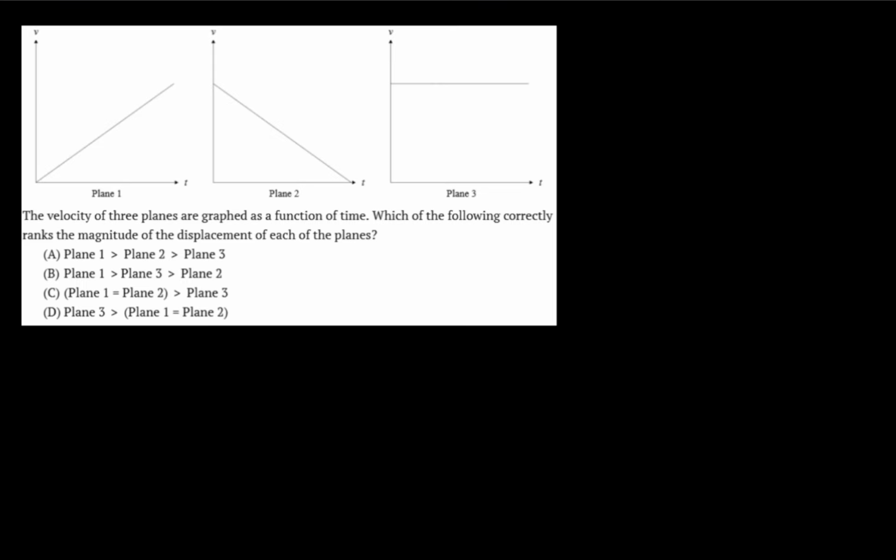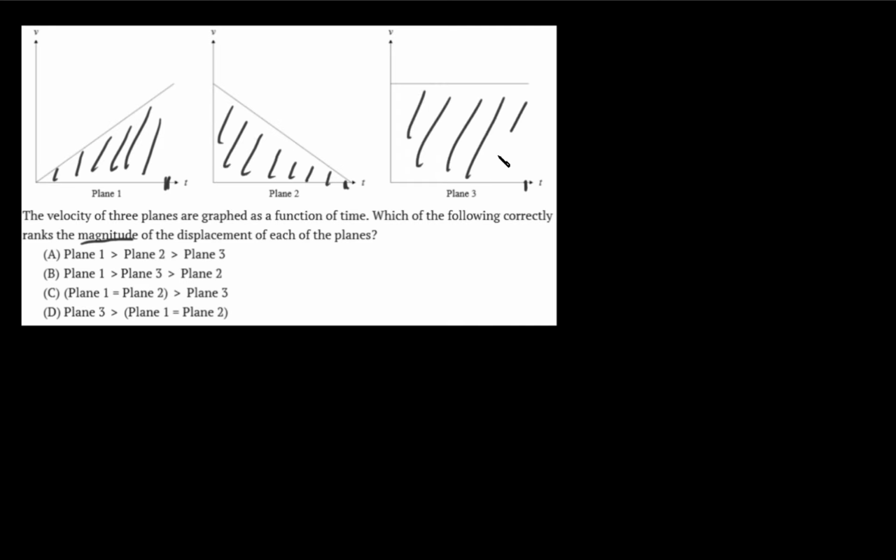Continuing with the velocity versus time graph, we have the velocity of 3 planes graphed as a function of time. Which of the following correctly relates the magnitude of the displacement of each of the planes? So how do you find the displacement from a velocity time graph? You use the area under the curve. So we're going till this time. So now let's see how big the areas are. We have this area, we have this area, and we have this area.